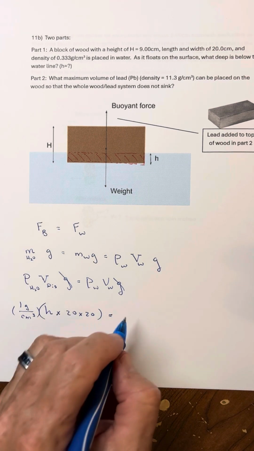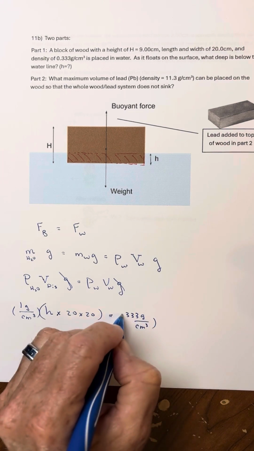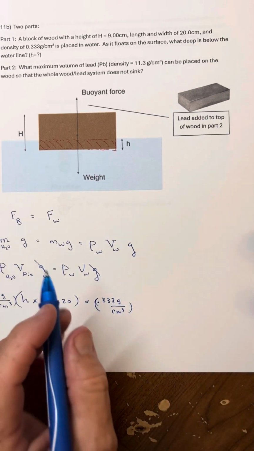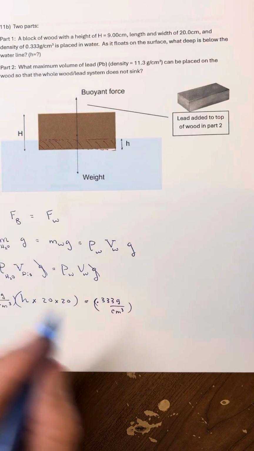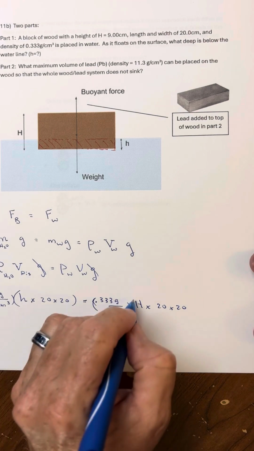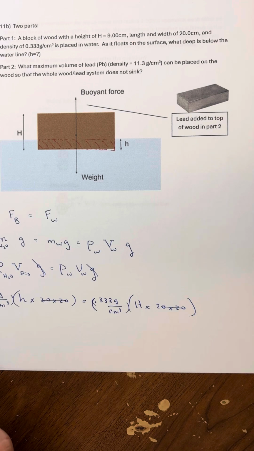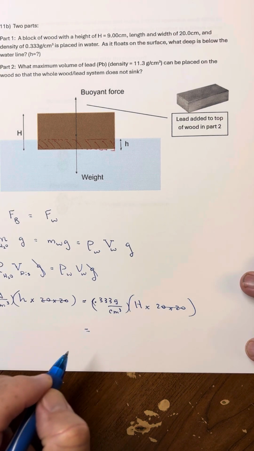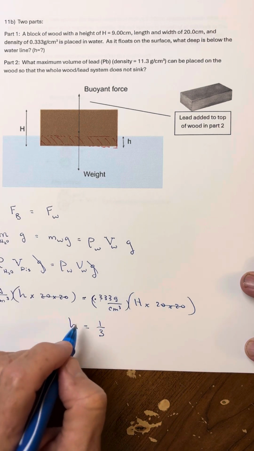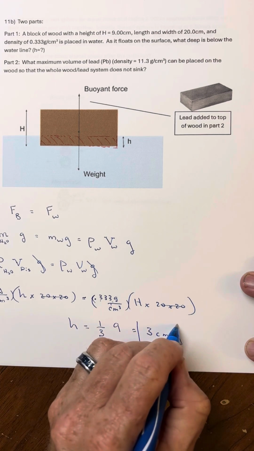Now the density of the wood is the 1/3. And the volume of the wood would be the capital H times 20 times 20. And I wanted to just write out the 20s because they would cancel on each side. And so what you get really here is, I'll just write it as 1/3 of H, which is 9, which is our 3 centimeters.